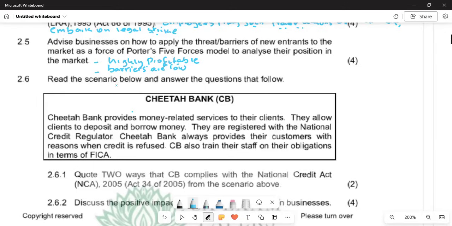Or if there are only few traders but many buyers in the market, it will also be easy to enter that market, because you see that the businesses are few and the demand is high. So it will be easy for other businesses to enter such a market. Now let's move on to 2.6.